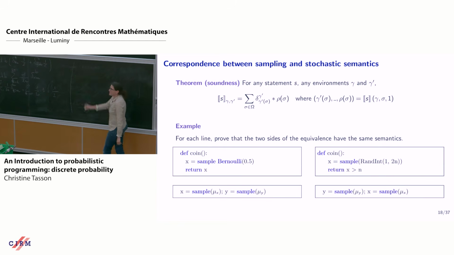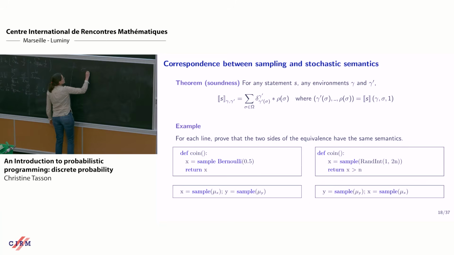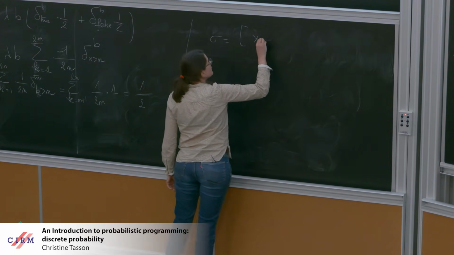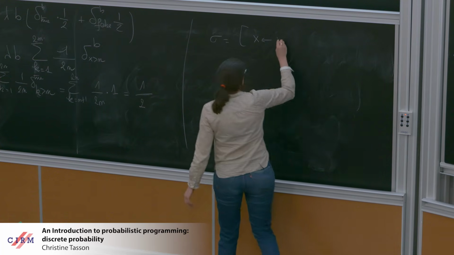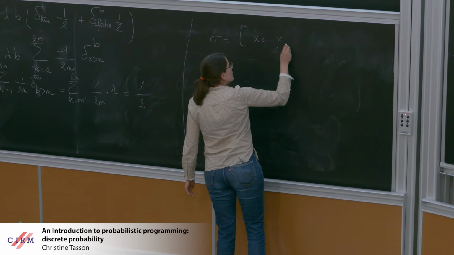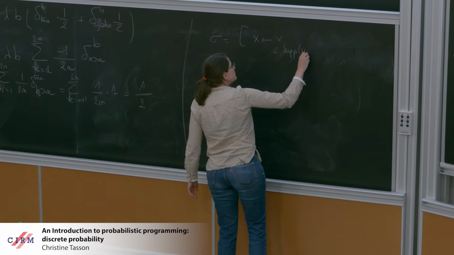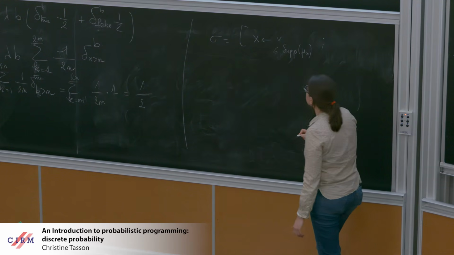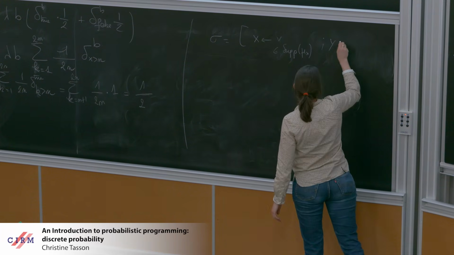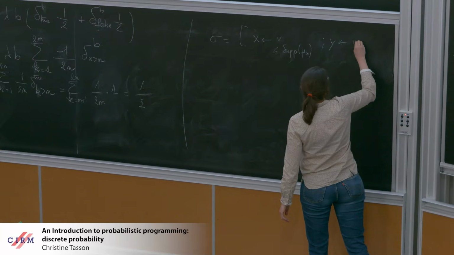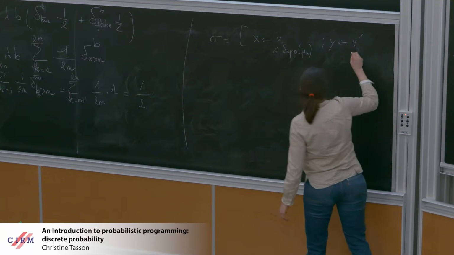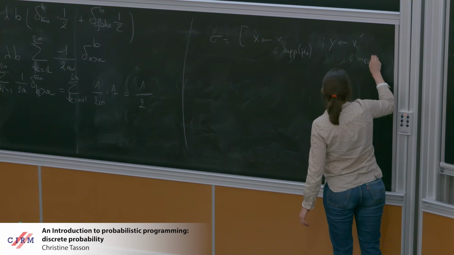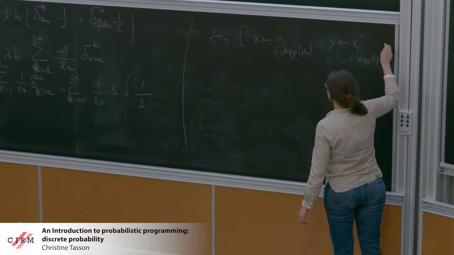Okay, so for the left-hand side, what is the sampling trace? For x, I will have whatever value v, which is in the support of mu of x. And for the second one, for y, I will have whatever value v prime, which is in the support of mu of y.